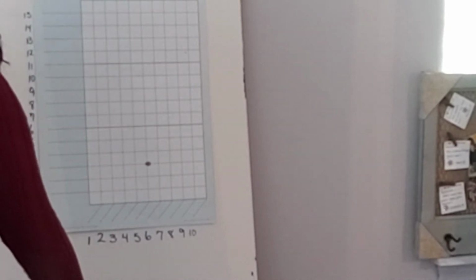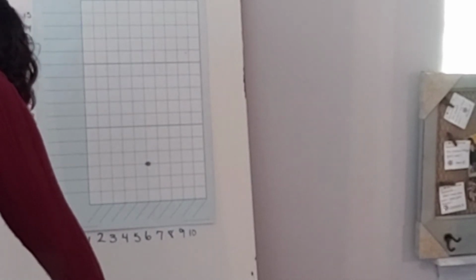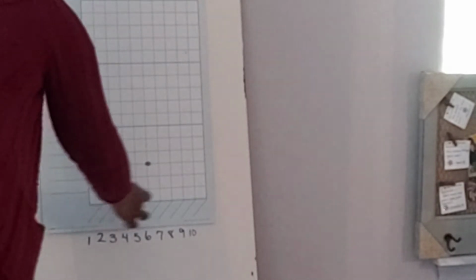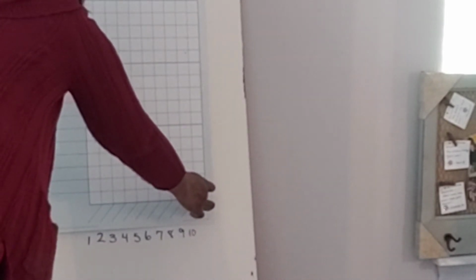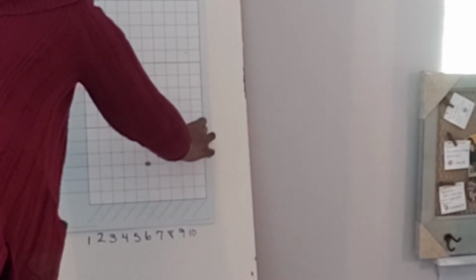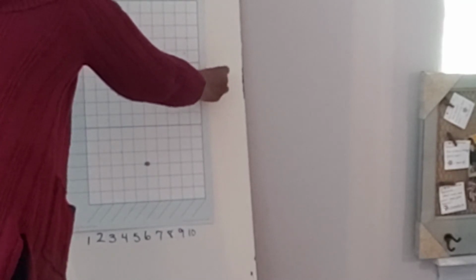Then the next number I have is 10, 10, my next plot point. So I go over 10, which is the last one that I have here. And then all I have to do is count up 10. 1, 2, 3, 4, 5, 6, 7, 8, 9, 10. And that's where I put my next plot point.